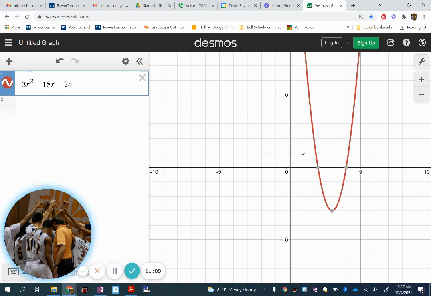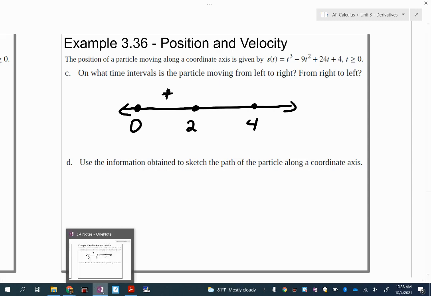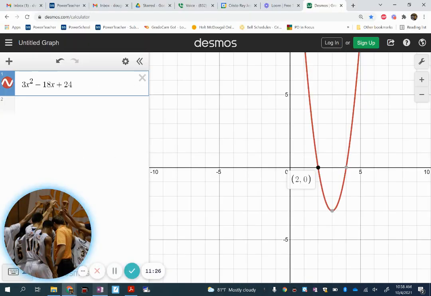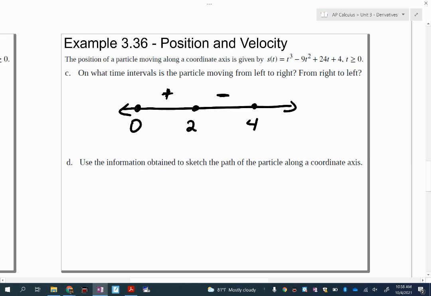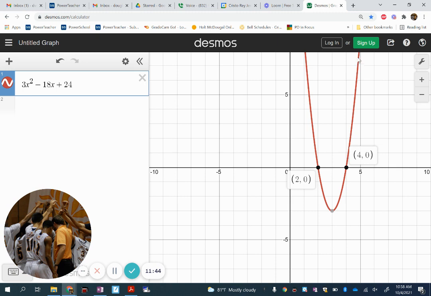Again, from 0 to 2, you'll notice that the red curve here is positive. So I'm going to make sure that I put that it's positive here. So our velocity is positive. Then from 2 to 4, as you follow this curve, all the velocity values are negative between 2 and 4. And then past 4, we're back to all positive.